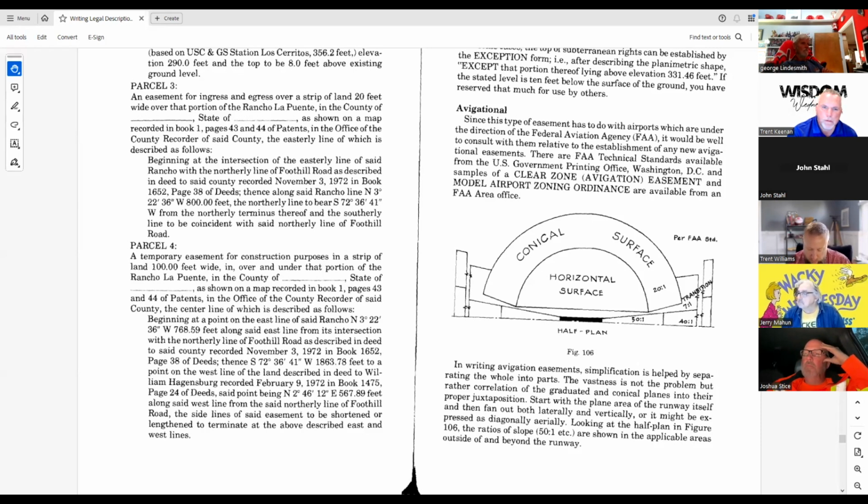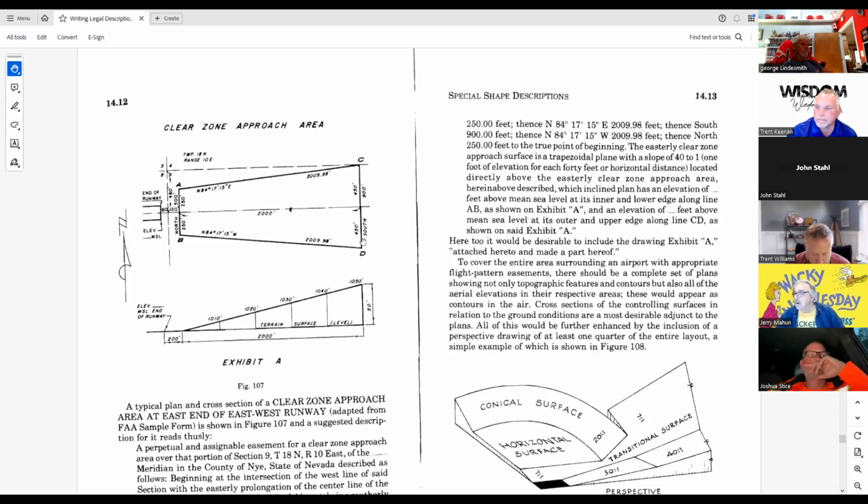So, having never dealt with these, if someone has some experience, feel free to jump in and share, but I'm going to just leave that as a point of reference there of all these transitional surfaces and conical surface, horizontal surface. And if you jump, Trent, to the next couple pages, 14.12 and 14.13, they give some other views of what that looks like as far as the runway and the areas, the liftoff areas, if you will, that have certain easements. But there are airport surveyors that have a unique expertise in that, and there are companies that specialize in this.